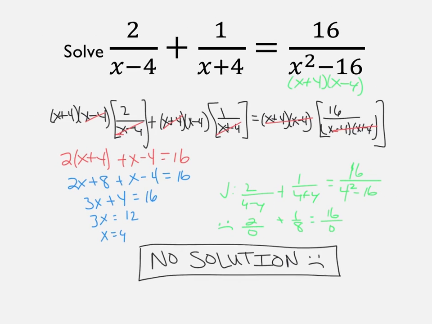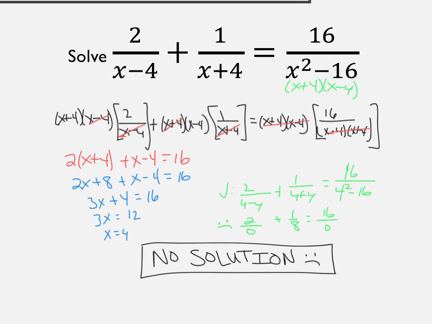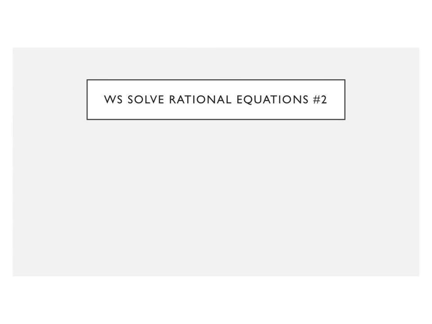Okay, so for this last one, it is no solution. And when you do get x equal to 4, notice when I plug 4 back into the original, I do get 2 divided by 0 plus 1/8 equals 16 over 0, which is impossible. So this one is no solution. Time to try some. The end.